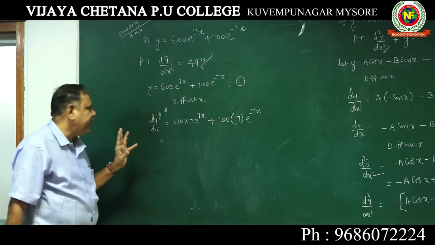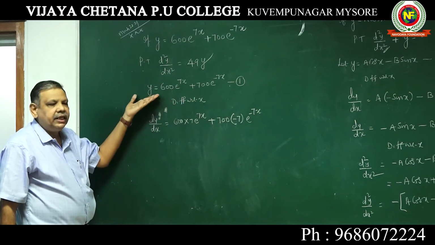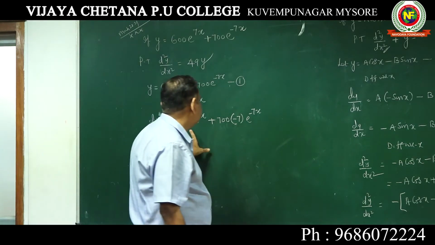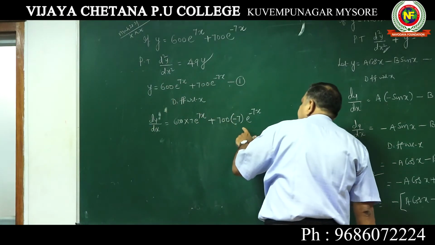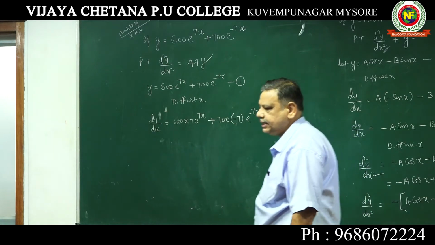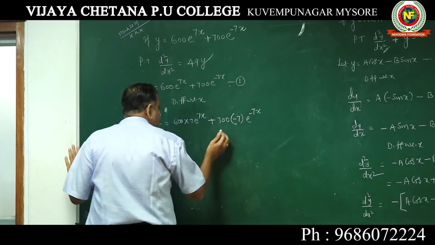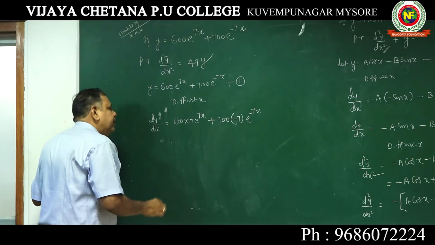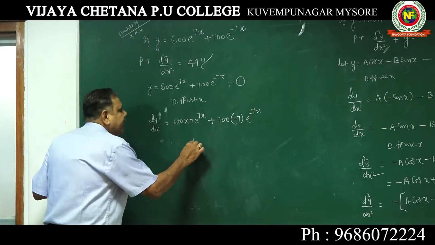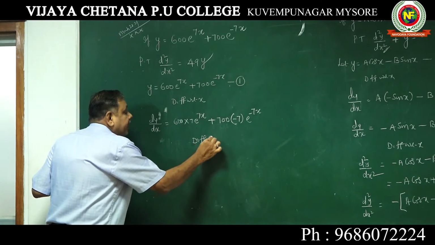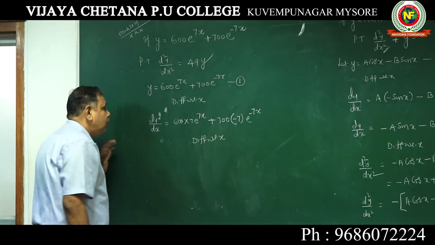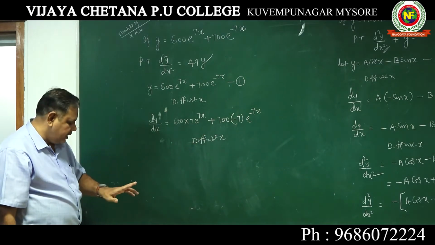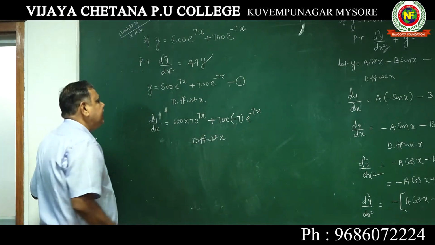Very, very important, again I will explain. When you are differentiating this, 600 into 7 e to the power of 7x, 700 into minus 7 e to the power of minus 7x. Now don't multiply. 6 into 7, 7 into 7, don't multiply. Keep it as it is. Again differentiate, and remember what I say: don't multiply 4200 or 4900, that is complicated. Keep as it is.